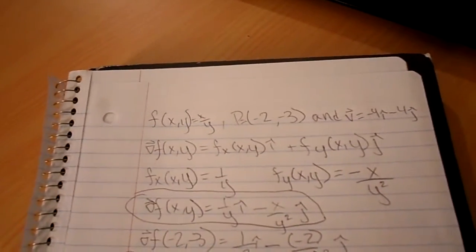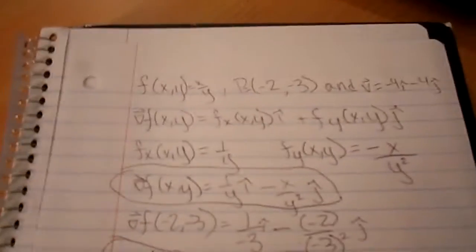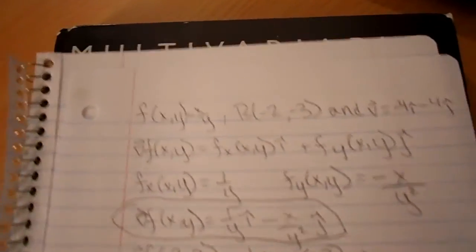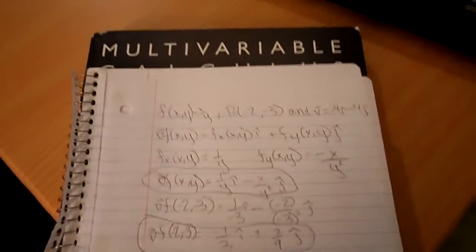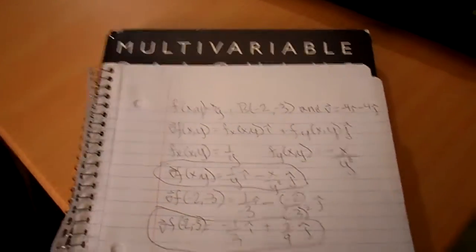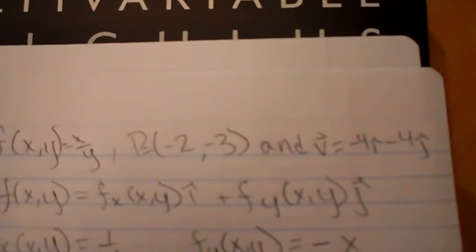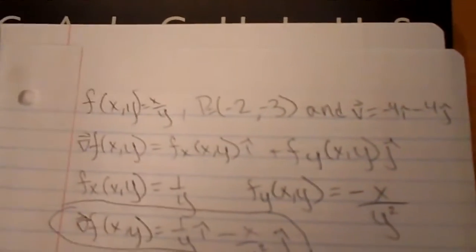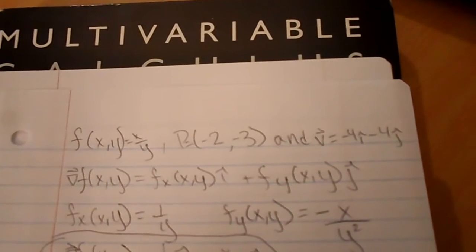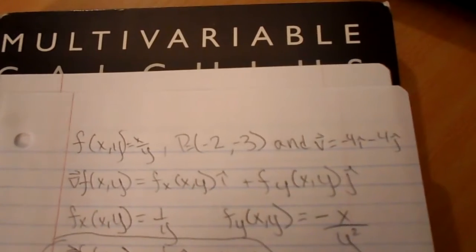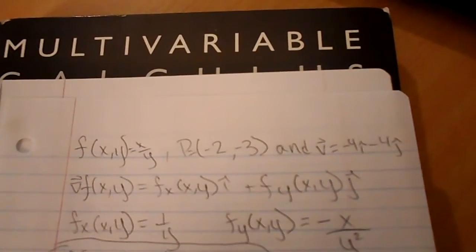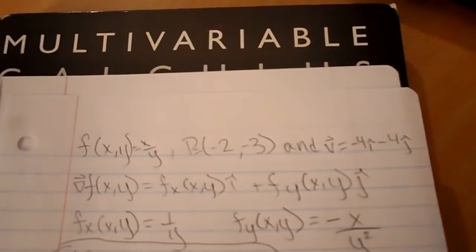I wrote this out once, so I'm going to pick it up with my handwriting in the second half, but let me explain through the first part. We're given f of x, y equals x over y at point -2, -3, and the direction vector v equals -4i minus 4j. To find our gradient vector, we need to take the partial with respect to x first, then the partial with respect to y, at i and j respectively, as you can see here.